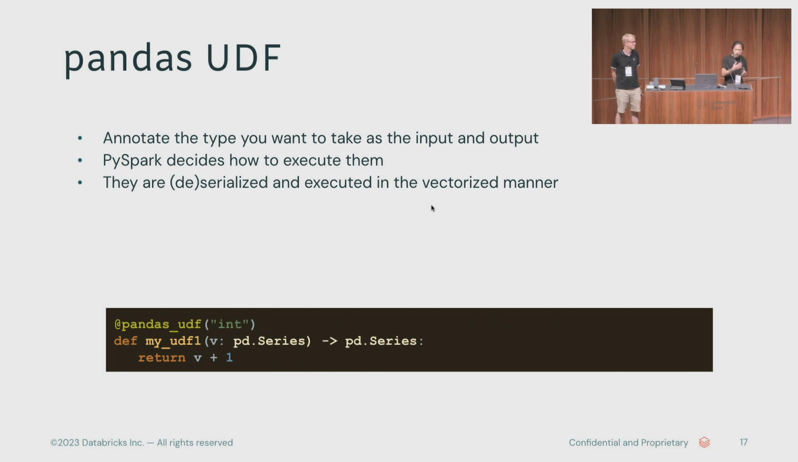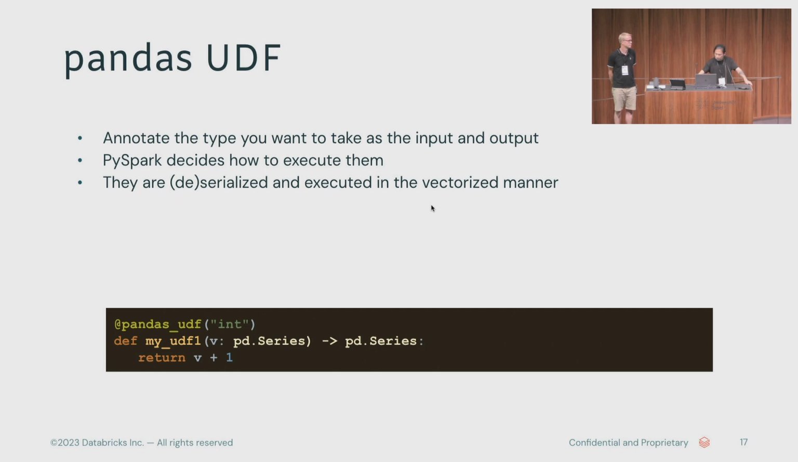I'll talk a little bit more about the Pandas UDF and Function API. For Pandas UDF, you have to annotate what you want to take as an input and output. So for instance, in the example below, I typed Pandas series as an input, and then output as a series. And then PySpark will decide how to execute under the hood. They are, of course, serialized, deserialized, and executed in a vectorized manner.